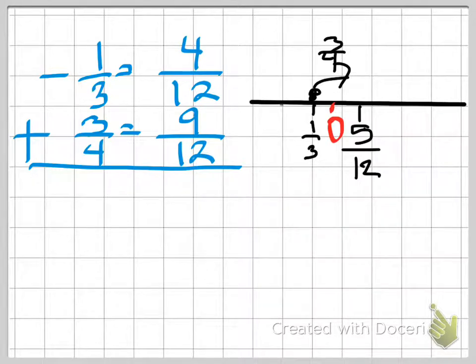And my final resting place is 5/12, even though I started in negative territory. It's because I had to go to the right 3/4 of the way. You can see that going here, starting on -1/3, crossing 0, ending at the 5/12 spot.